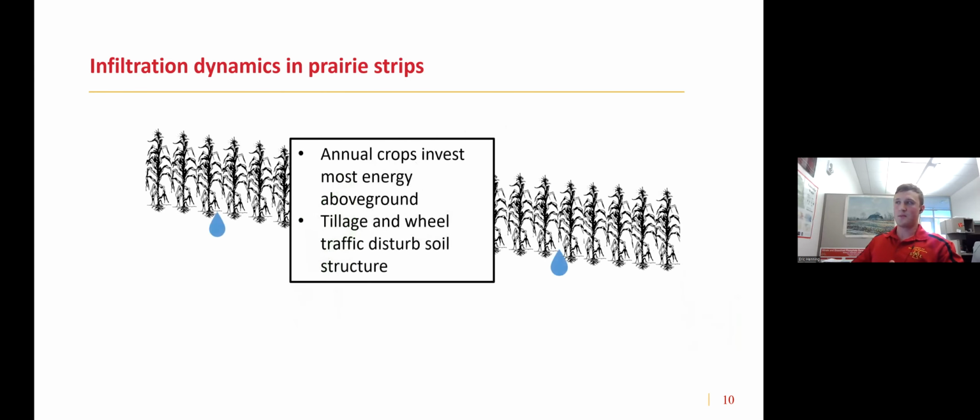So in the crop field, the annual crops are bred to maximize grain yield every year. So they invest most of their energy above ground and don't form quite as extensive of a root system. Along with that, another factor that can affect infiltration would be tillage and wheel traffic from field operations, which disrupt the soil structure.